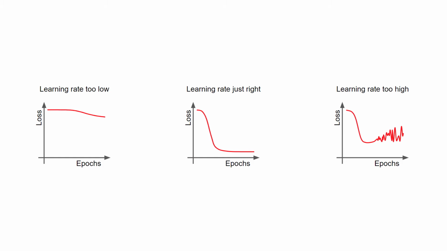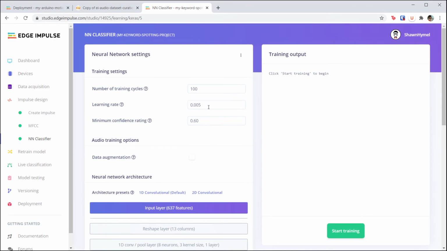Processes like learning rate momentum or annealing allow you to combine the best of both worlds. You can start with a high learning rate that decreases over time as you approach the best loss minimum. This will allow for faster training while avoiding the divergent loss. For now, we'll stick with a static learning rate of 0.005 for this demo.